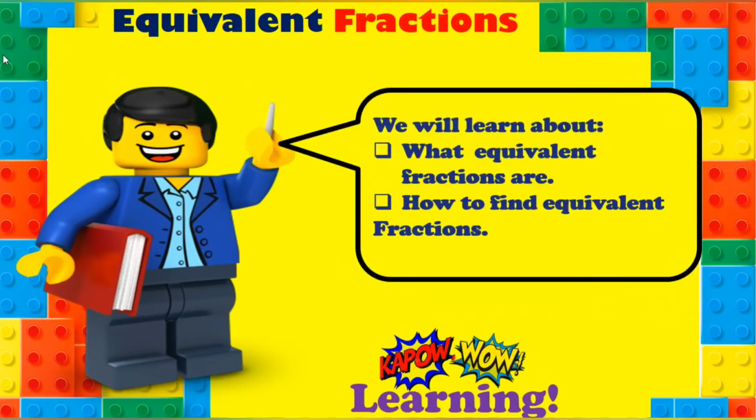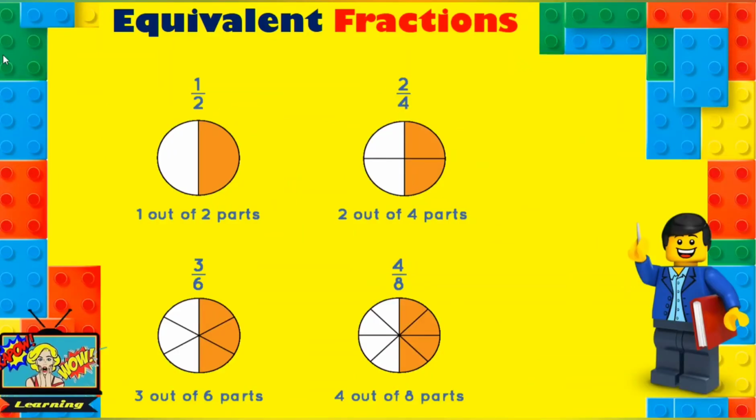Today we will learn about what equivalent fractions are and how to find equivalent fractions. So here we have pictures of fractions of shapes. We have 1/2, 1 out of 2 parts, 2/4, 2 out of 4 parts, 3/6, 3 out of 6 parts, and 4/8, 4 out of 8 parts.